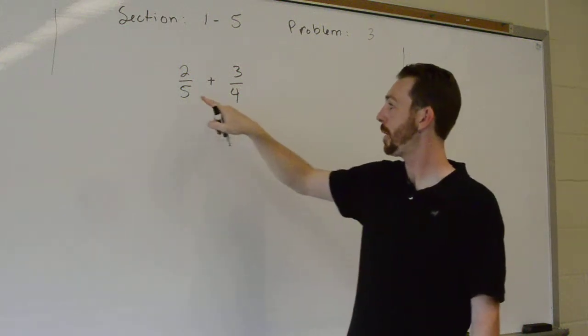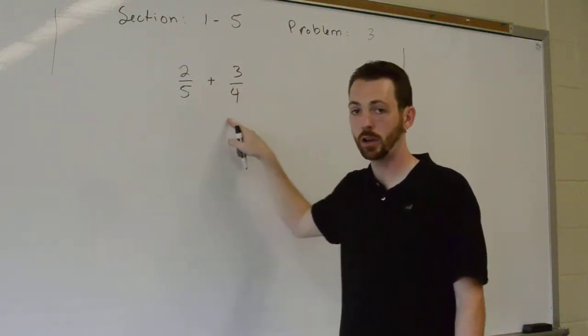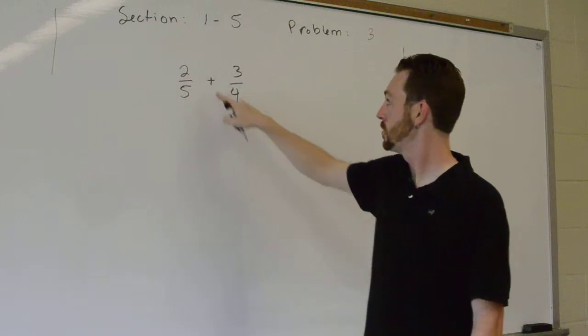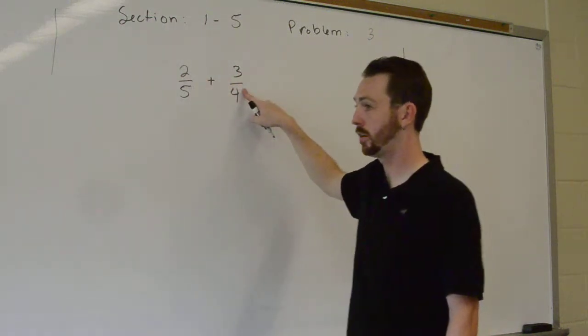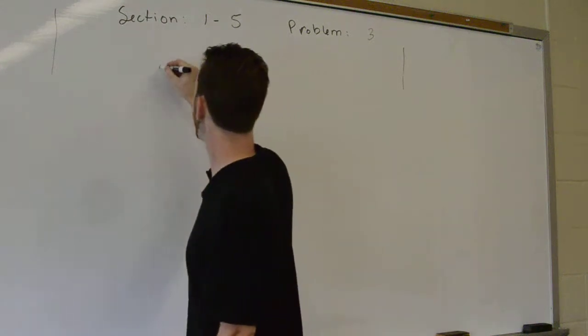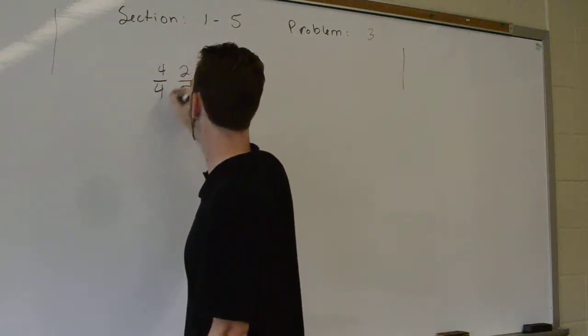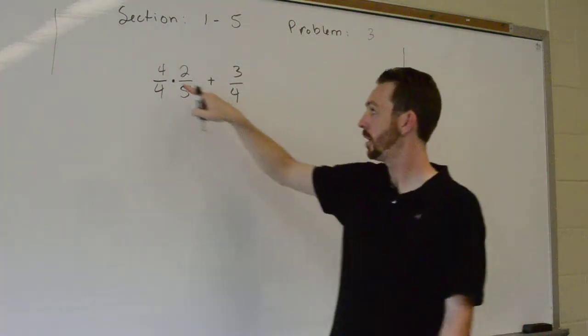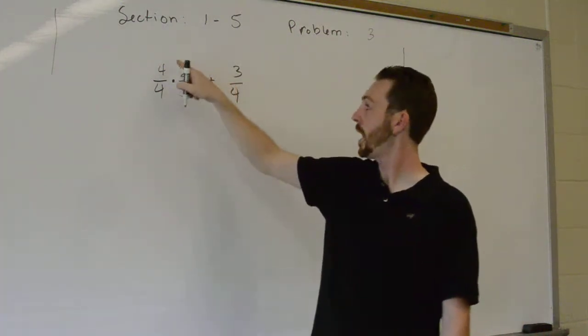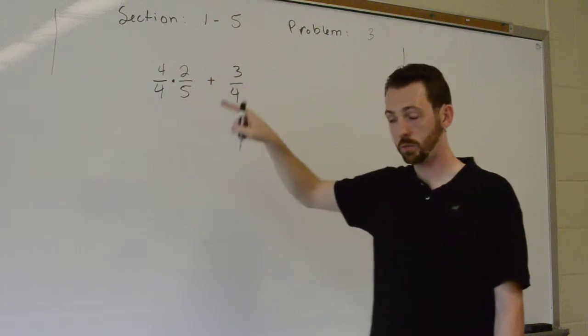We always do that by multiplying by the denominator of the other fraction. So here, if 2 over 5, we need to multiply by the denominator of the other one. So we multiply this first fraction by 4 over 4. We need the 4 in the denominator to get the common denominator, but we're not allowed to change its value, so we have to multiply the numerator by 4 as well.